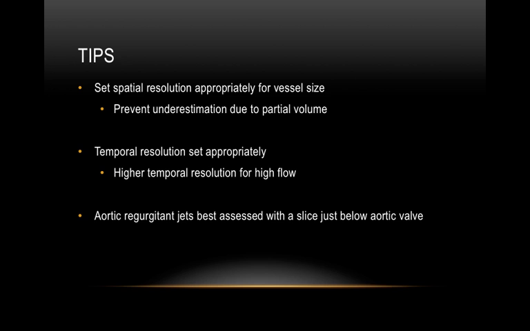A couple tips to keep in mind. Make sure that your spatial resolution is appropriate. You want to make sure that as your vessels get smaller, you have a much higher spatial resolution, and that'll prevent partial volume artifact in your flow measurements. Also, if you have very high flows, you want to make sure that you have a higher temporal resolution to more accurately catch those peak velocities. Also, if you're looking at regurgitation at the level of the aortic valve, a subaortic valvular slice actually will work better and give you better representation and more accurate numbers than a slice just above the aortic valve.